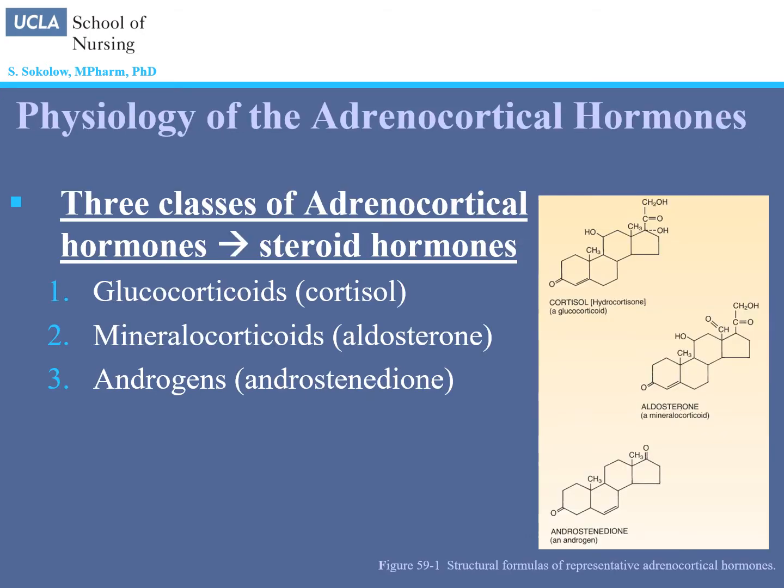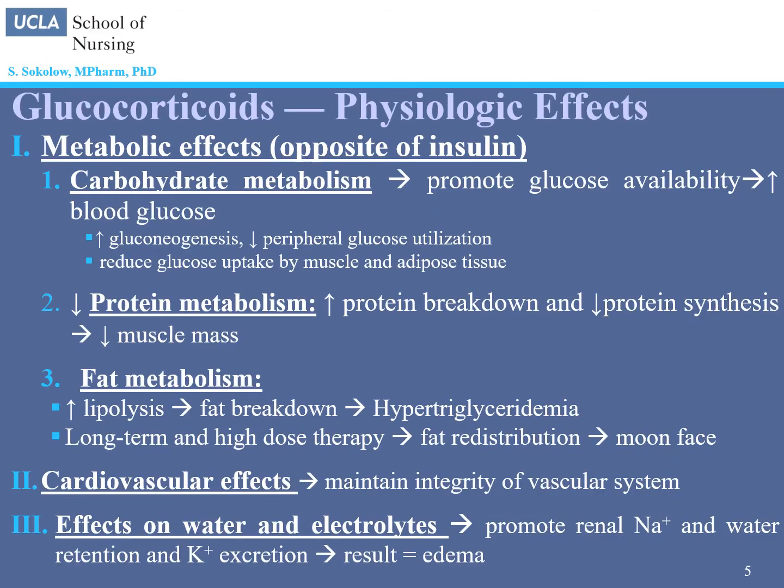So there are three classes of adrenocortical hormones, or steroid hormones. The glucocorticoids, and the major one is cortisol. Mineralocorticoids, and the main one is aldosterone, and then the androgens with androstenedione. And as you can see, they have a similar structure and a few changes that give their function as either a glucocorticoid, a mineralocorticoid, or an androgen. Androgens will be discussed in the men's health module, and here we're going to focus essentially on glucocorticoids and mineralocorticoids.